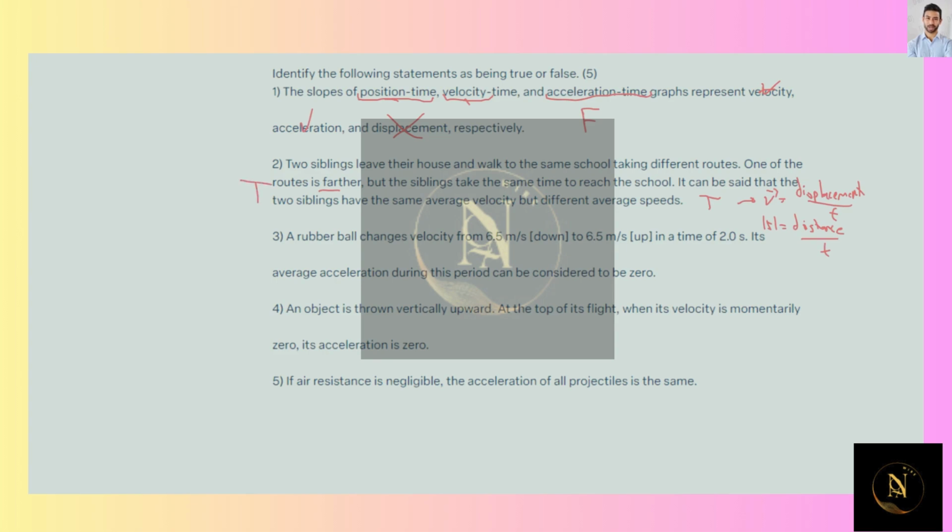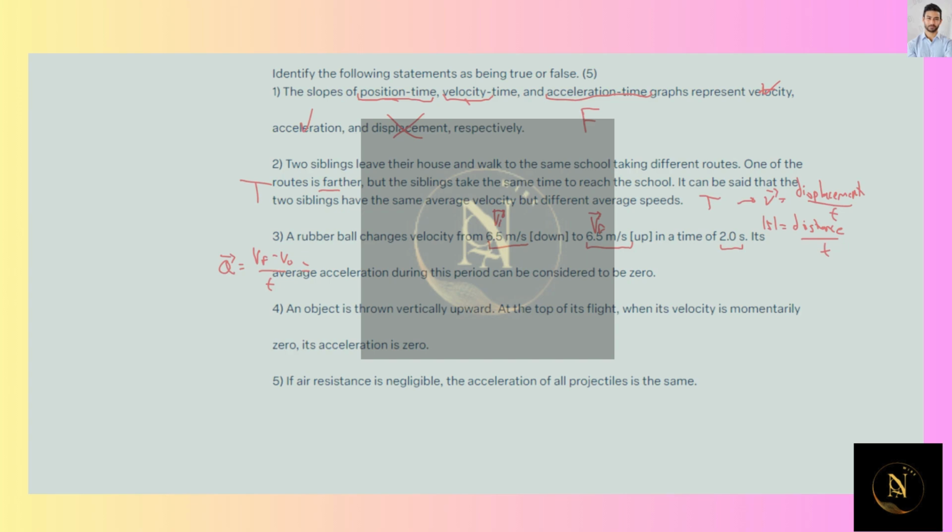For 3, a rubber ball changes velocity from 6.5 meters per second down to 6.5 meters per second up in a time of 2.0 seconds. Its average acceleration during this period can be considered to be 0. So in this case, we're given that the final velocity is going to be positive and the initial velocity is going to be negative. So the average acceleration is going to be equal to final velocity minus initial velocity over time.